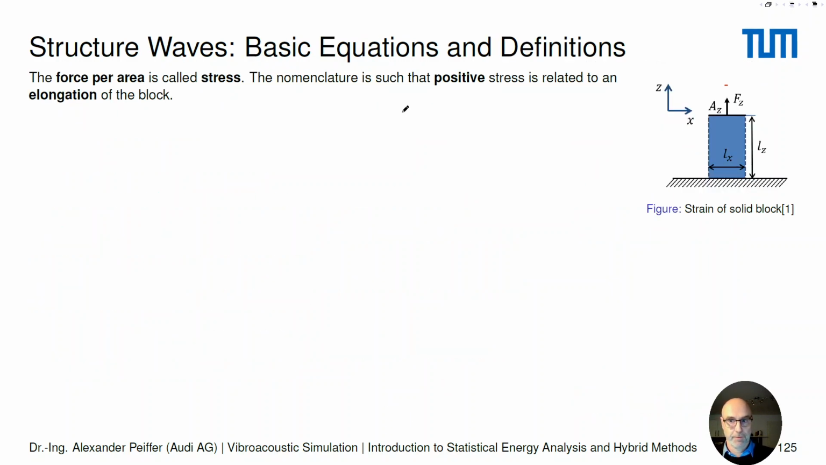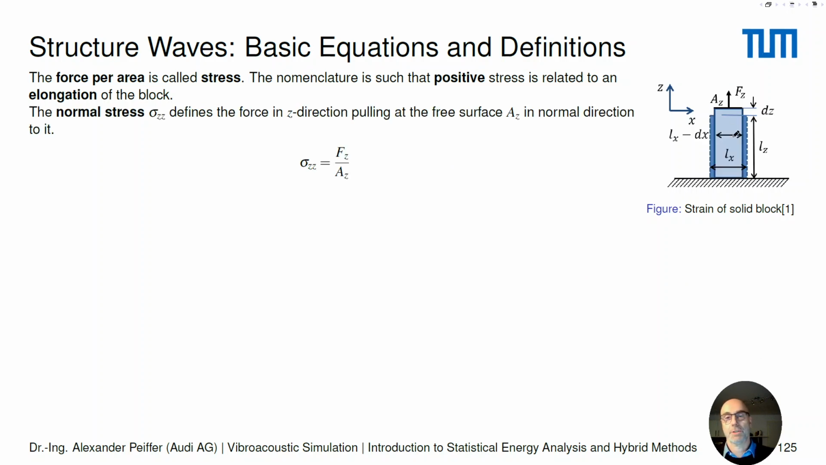Good. For doing this, we have to start with some typical basic equations and definitions, and we start with the pressure-like quantity. This is the stress for solids. It's a force that is acting on an infinitely stiff surface of a block, for instance, that's fixed here on the ground. The stress is supposed to be positive if it leads to an elongation of this block, which can be seen here now in the updated figure.